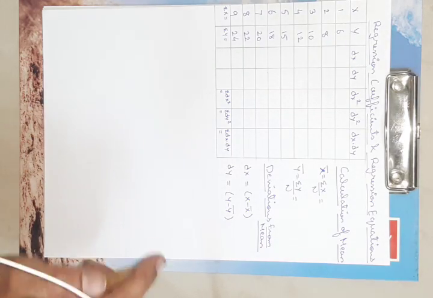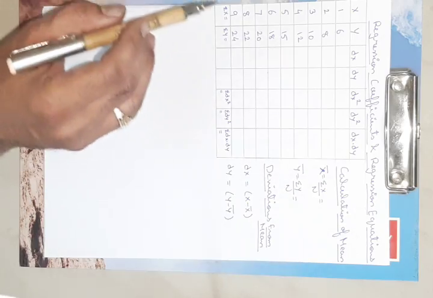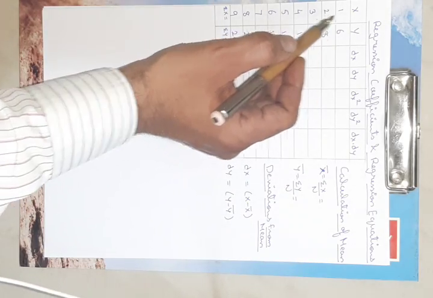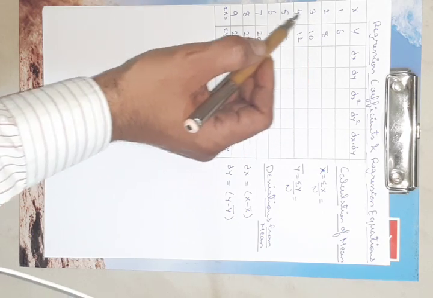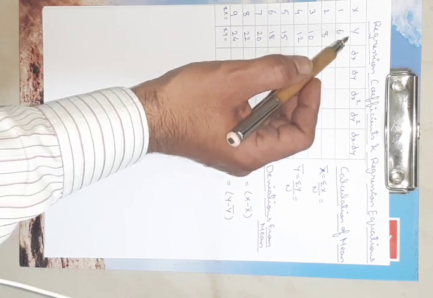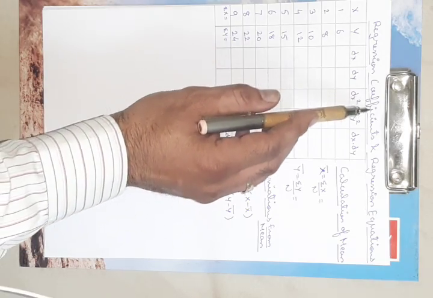Hello friends, today we are going to see how to calculate regression coefficient and regression line equations. Now two series are given. First is series X as well as the second is series Y. There are 9 observations given in series X as well as 9 observations in series Y. We need to calculate first the regression coefficients.